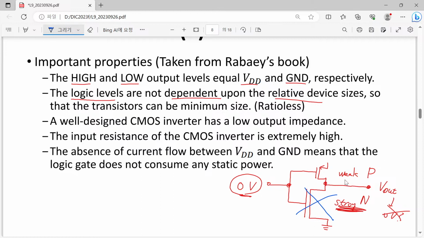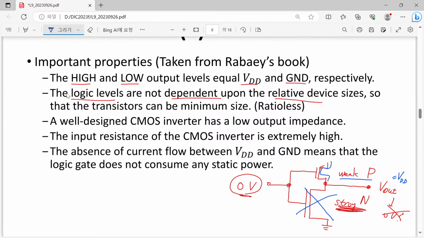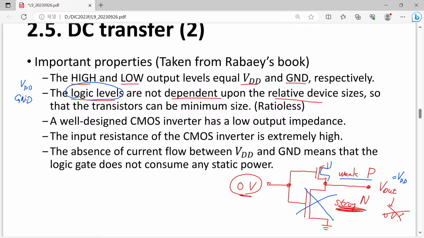The remaining thing is, although that is quite weak, the only P MOSFET is connected to the V out, so our V out will be safely VDD. So simply speaking, logic levels, in this case VDD and ground, do not change when you change your N MOSFET and P MOSFET. That is the situation. Okay, so are you all with me?